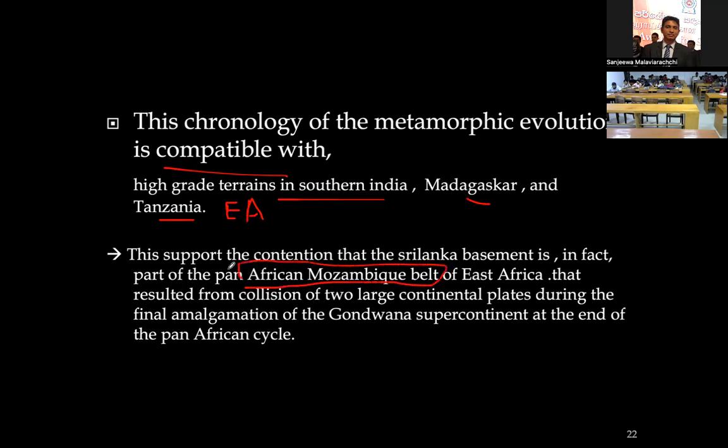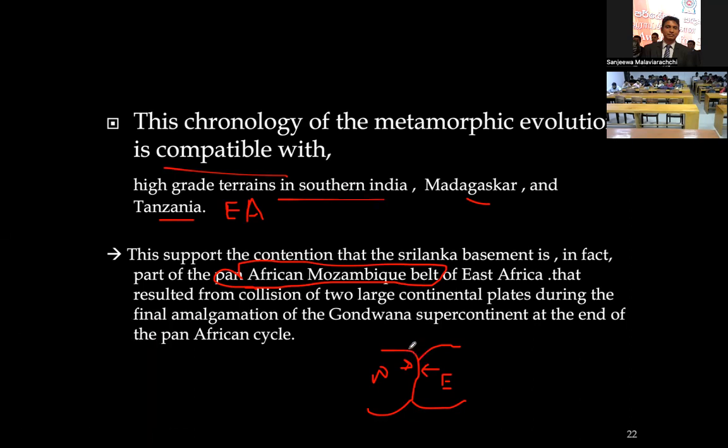So this Pan-African Mozambique Belt means the Gondwana was formed by two huge continental blocks, right? East Gondwana and West Gondwana. These two collided, okay, and formed a mountain belt. Right, this collision, continental collision.